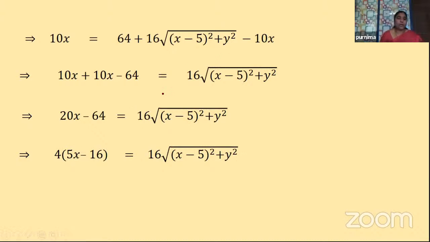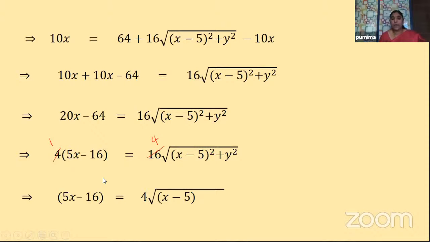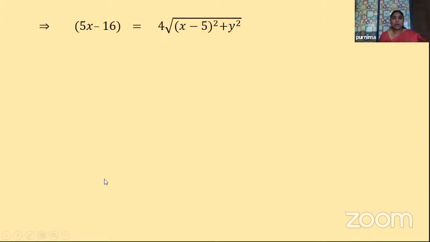So again what we can do here, this is 4 ones are, and here it is 4 fours are. So it is cancelled. Now here what is the next step we get? 5x minus 16 is equal to 4 into under root x minus 5 whole square plus y square. Okay, children. So now here, this is a step what we got. Now what you should do here? We are to remove, because here we are left with square root again, no? So we have to remove that square root, yes or not? So to remove that, what you should do? We have to square on both sides.